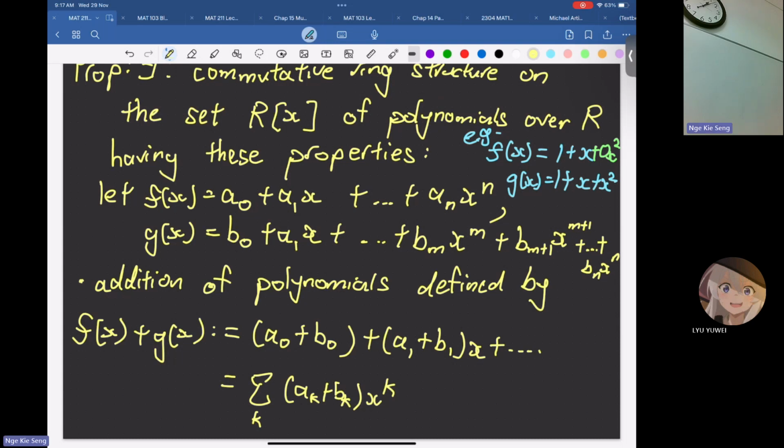So what's the identity in this addition here? What's the identity? Zero? Yes, the zero polynomial, not just 0. You have to have 0 at every spot. Okay, it's the zero polynomial. So this is addition.